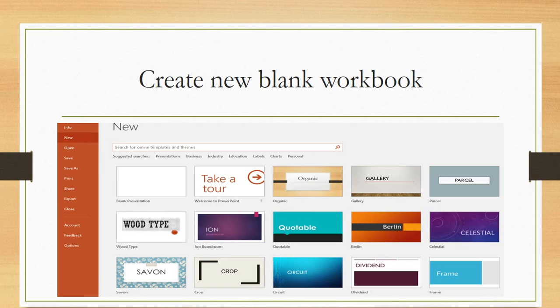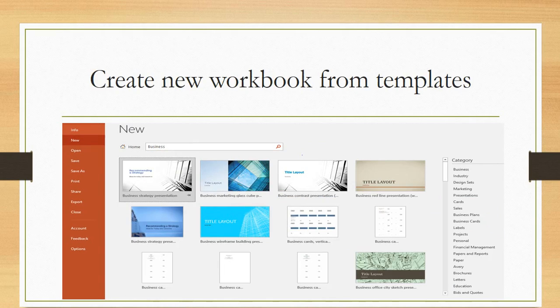Create a new blank workbook. So how to create a workbook? First we need to go to the backstage view. Within that we'll have an option called New. We need to select this New, as my cursor is showing, within the backstage view. Then we need to select a blank workbook. After that, a new workbook will open, and then we can work on the new workbook.